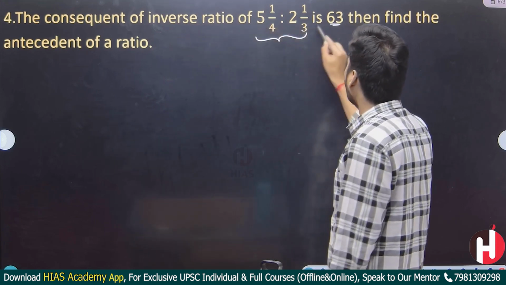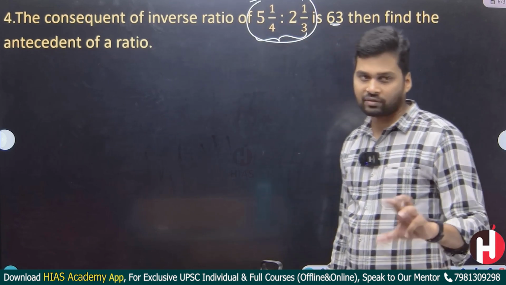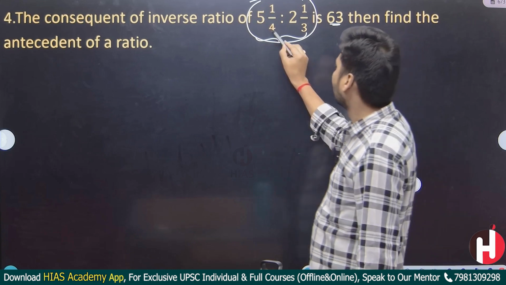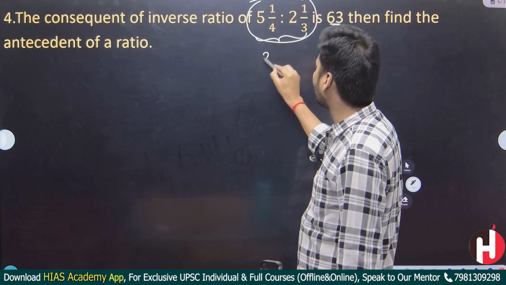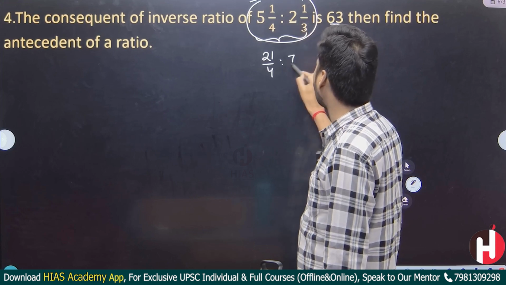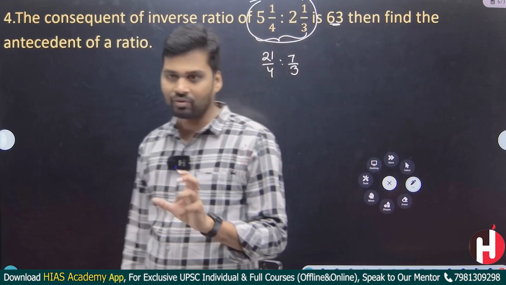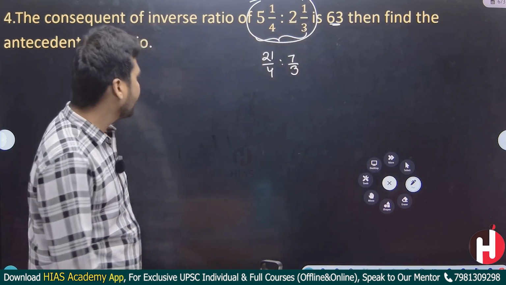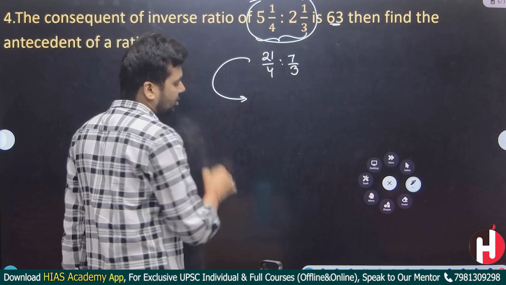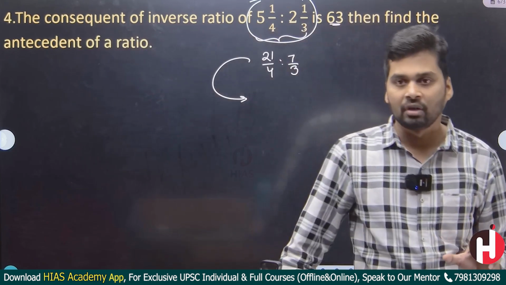The consequent of the inverse ratio of 5 and 1 by 4 to 2 and 1 by 3 is given as 63. First of all, the given ratio is a mixed fraction, so first we convert it into a normal ratio. 4 fives are 20, 20 plus 1 is 21, so 21 by 4. 3 twos are 6, 6 plus 1 is 7, so 7 by 3. So this ratio is in terms of fractions. First I want to write it as a normal ratio.